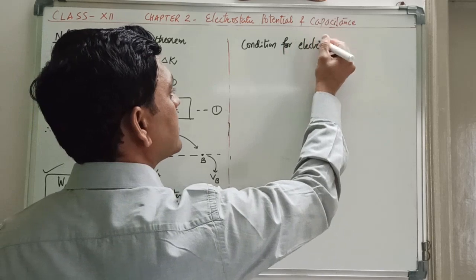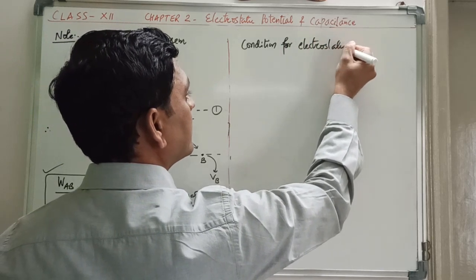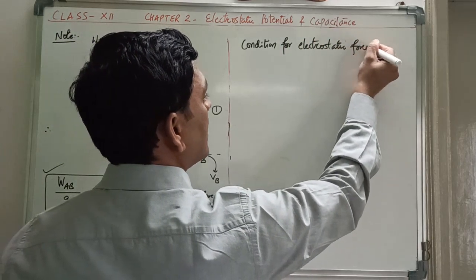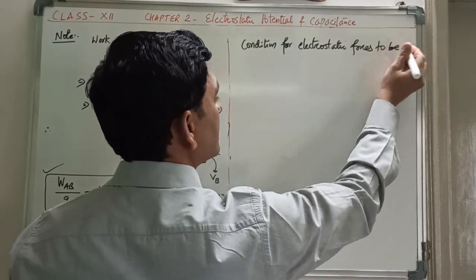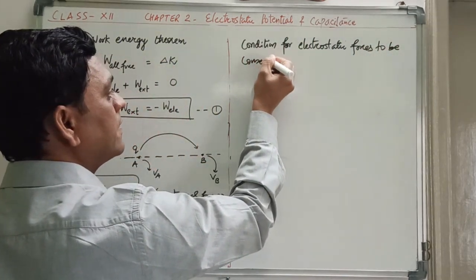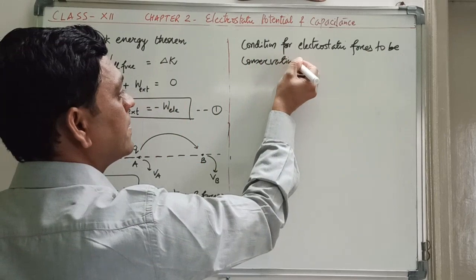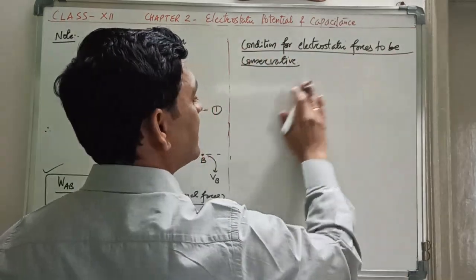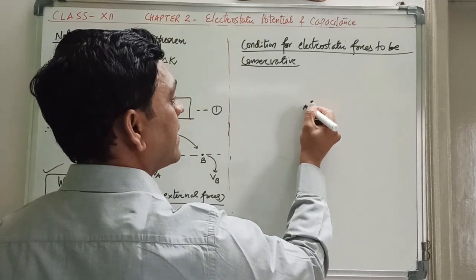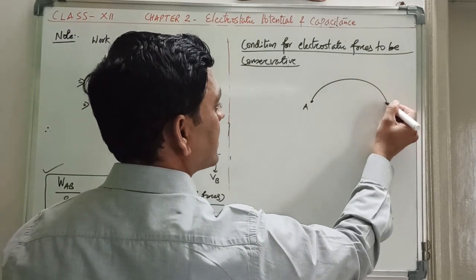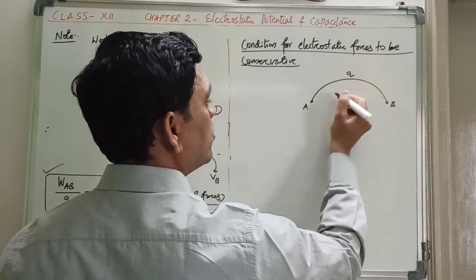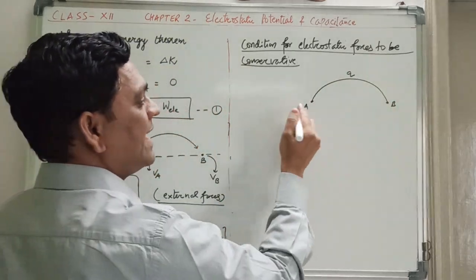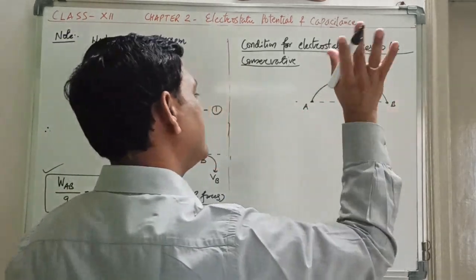condition for electrostatic forces to be conservative. This we write. So this we can write very easily. Suppose we have taken a charged particle from A to B. Let the Q has been taken from A to B in the electric field configuration of any other charged particle.